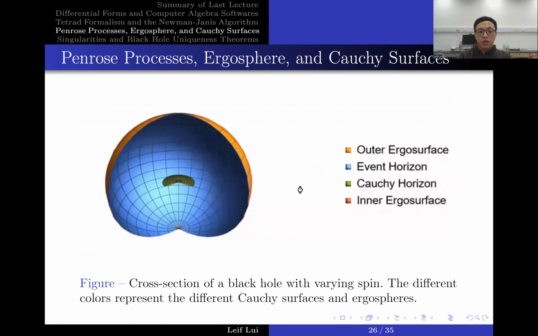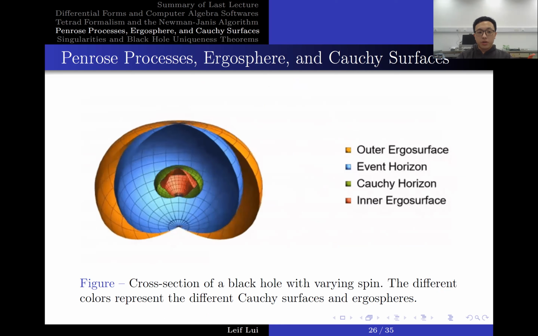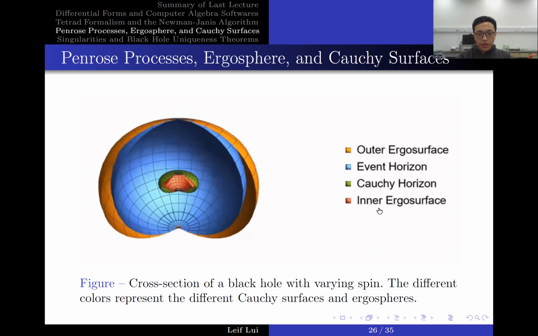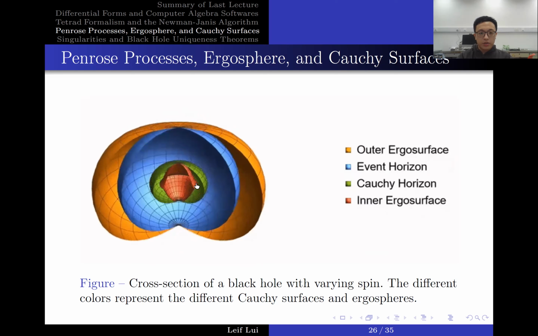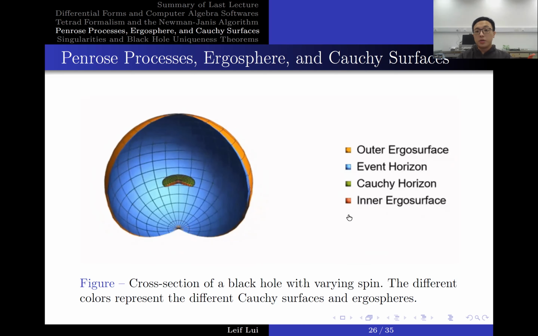So basically, this is a cross-section of a black hole with varying spin. As the spin increases, we can see that the black hole is deformed. What happens is the inner ergosphere increases, the Cauchy horizon increases, and the event horizon increases, but the ergo surface decreases.